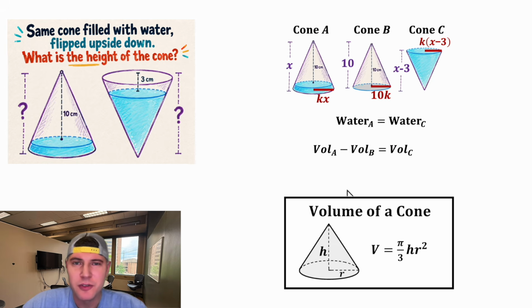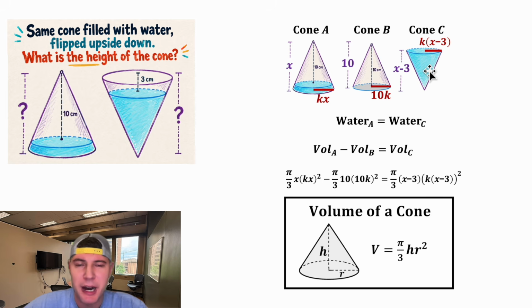Next, let's use these notes for the volume of cones. The volume of a cone is pi divided by 3 times the height times the radius squared. So for the first cone, it'll be pi divided by 3 times the height of x times the radius kx, whole thing squared. And then we're going to subtract from that the volume of this cone, which is pi divided by 3 times the height of 10 times the radius 10k squared. And that's going to be equal to the volume of this cone, which will be pi divided by 3 times the height of the quantity x minus 3 times this radius k times x minus 3, whole thing squared.